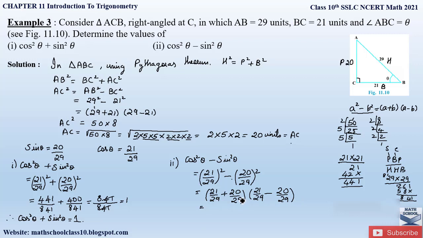Here since the denominators are same, we can add the numerators. So what is 21 plus 20? It is 41 into, again here the denominators are same, so it is 29, and 21 minus 20 will be 1. So therefore the value of cos square theta minus sin square theta is 41 by 29. This cannot be simplified further. So you can write cos square theta minus sin square theta is equal to 41 by 29. So this is the solution for this example 3.